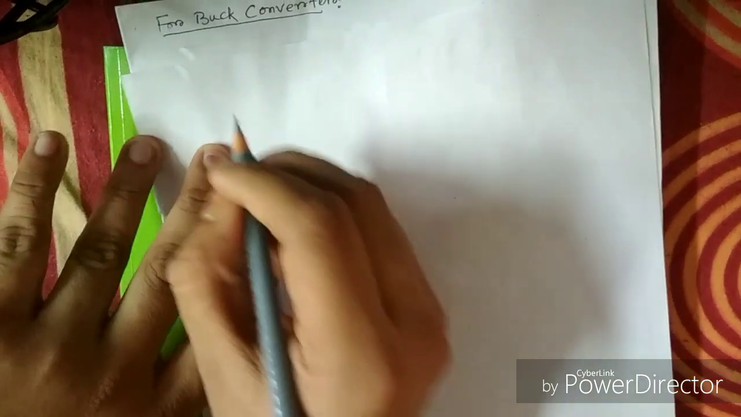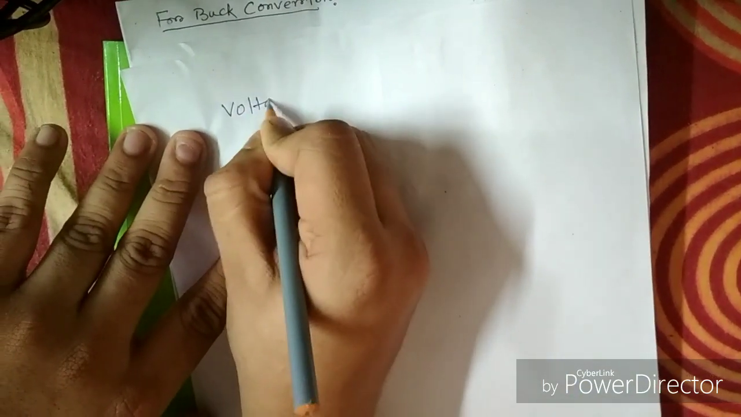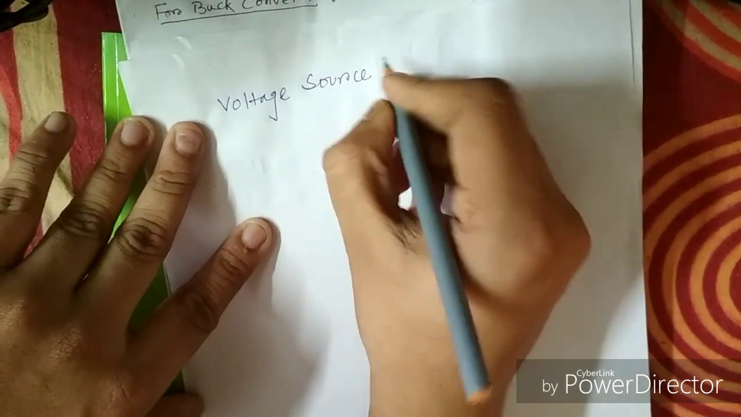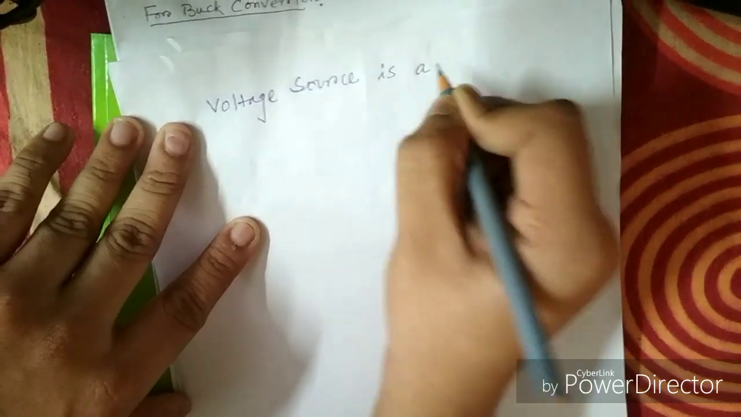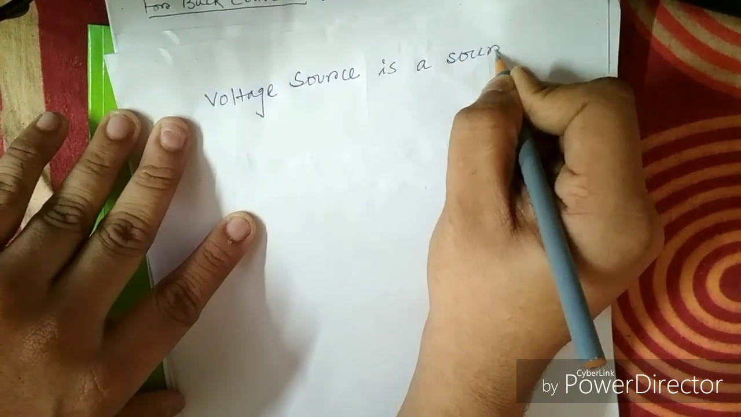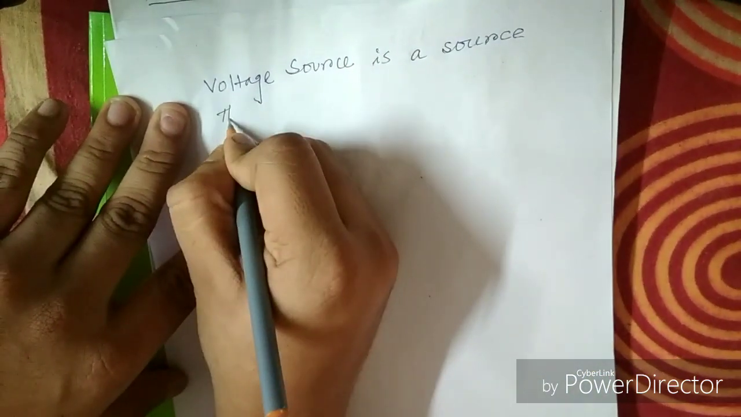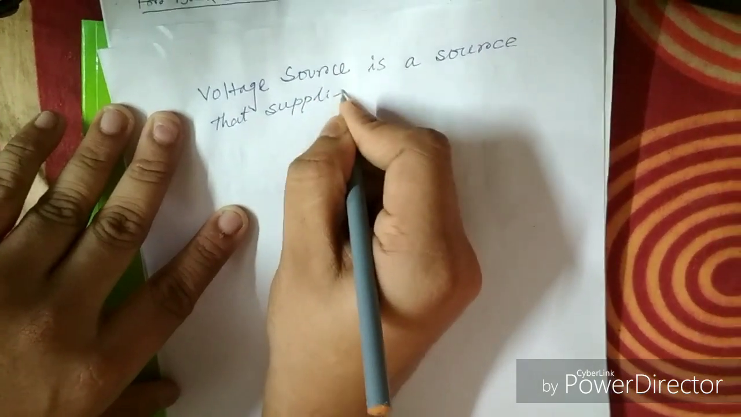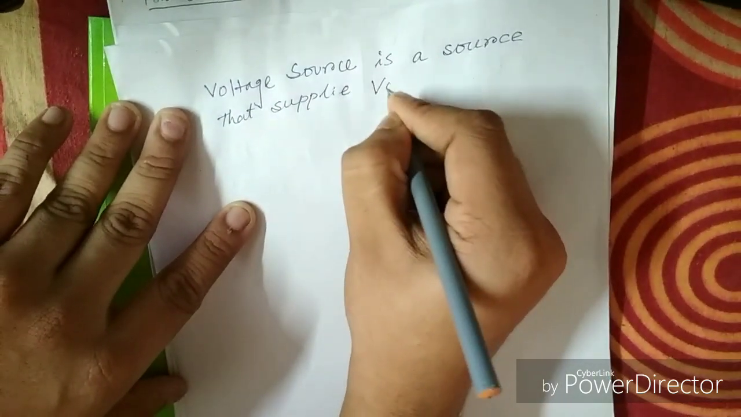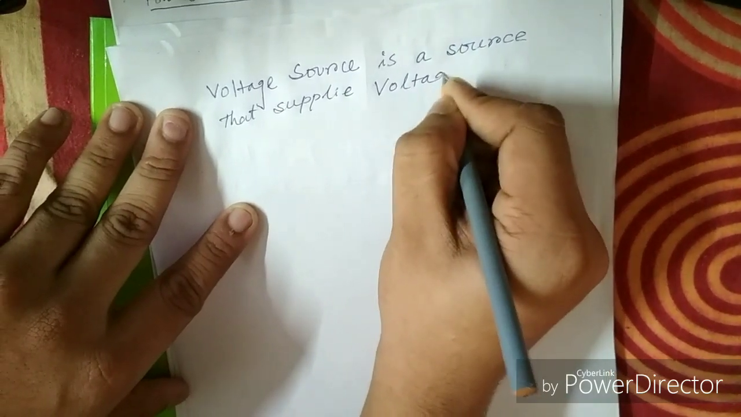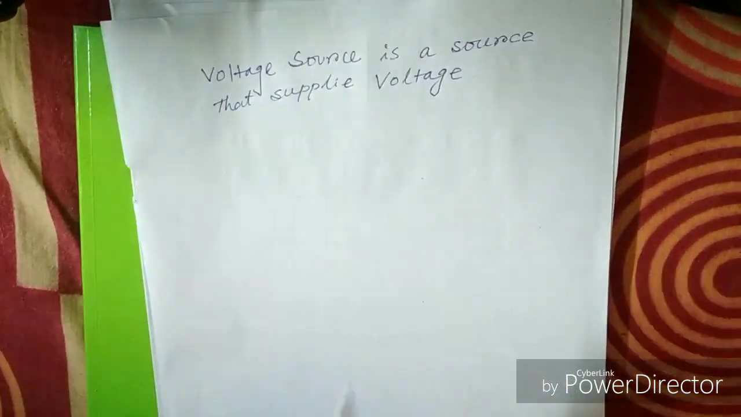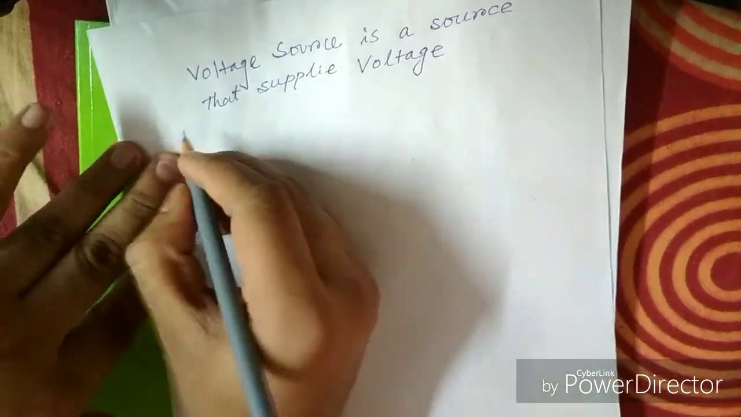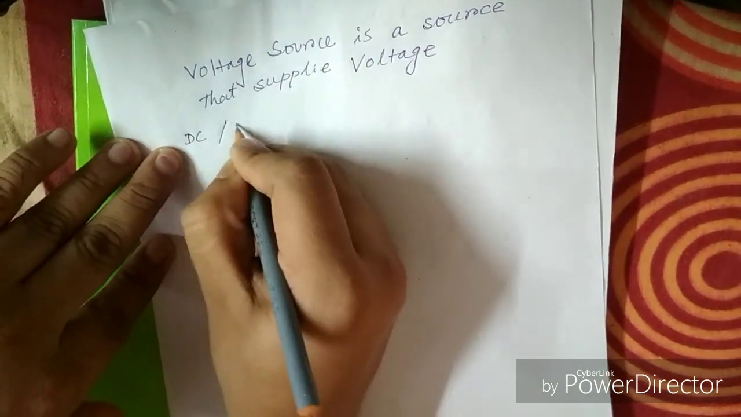So what is a voltage source? A voltage source is a source that supplies voltage. Now the question is, what type of voltage? It may be DC or AC.